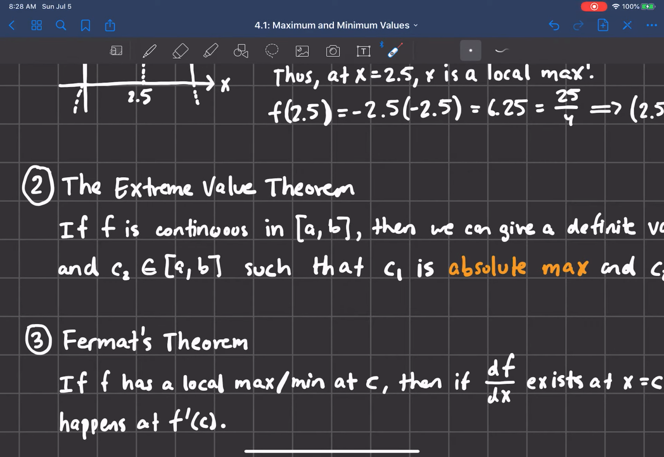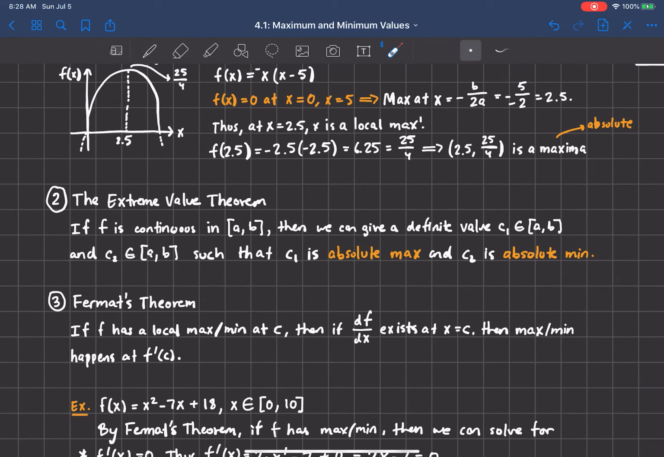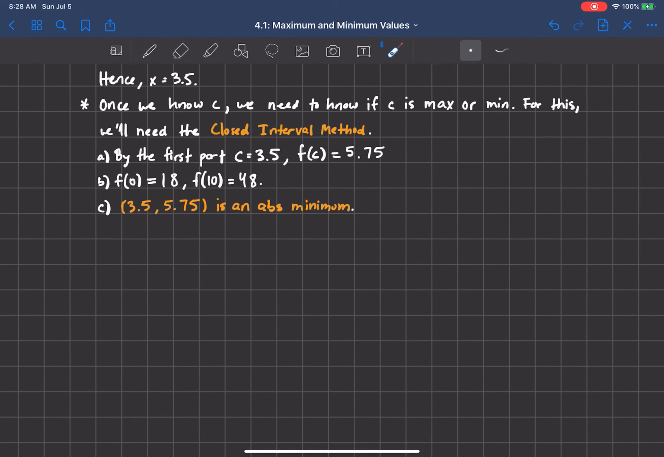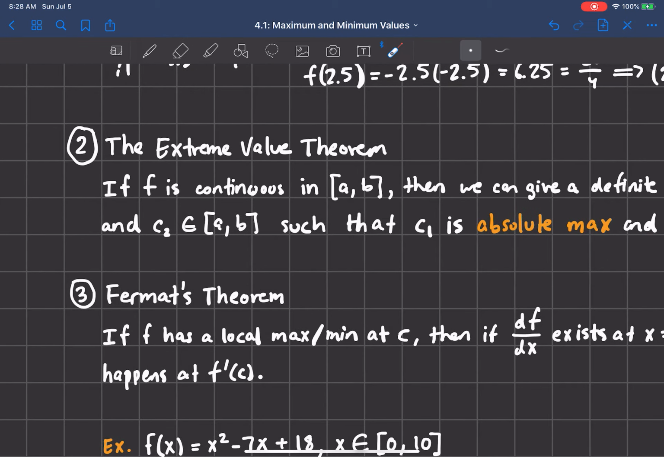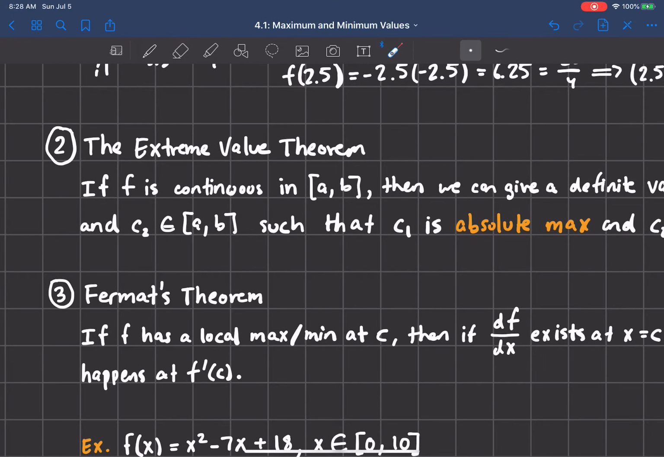For that, we rely on the extreme value theorem, Fermat's theorem, and after that, the closed interval method. So let's begin with number 2, the extreme value theorem. If a function f is continuous, so just before we move on, I'd like to just specify what continuous means.